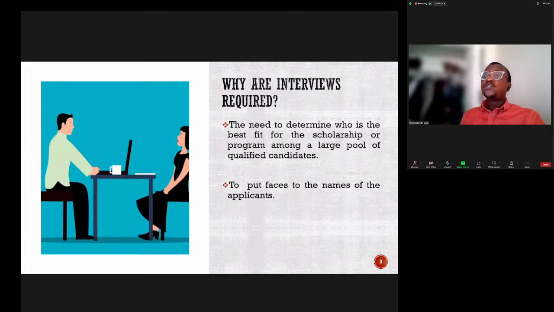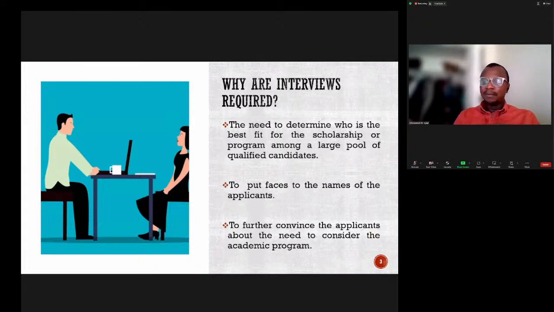Sometimes they want to put faces to the names of the applicants. They want to see you. They want to relate with you. I don't know if some of us have seen when you visit some websites, they will say that you should do something because they are not sure if you are a robot or not. So they want to put faces to the names of the applicants, and they want to be sure that you are interested in that program.